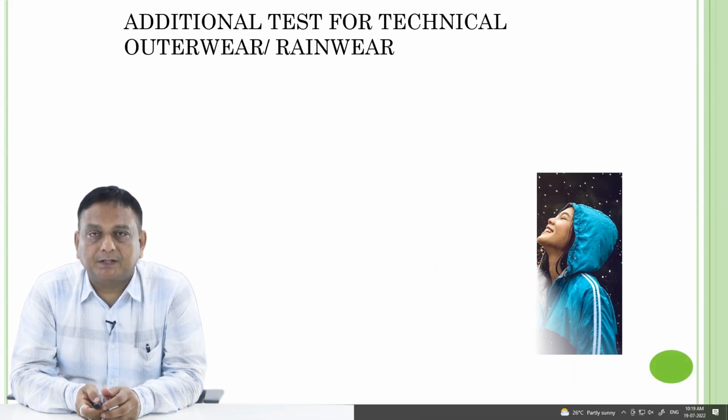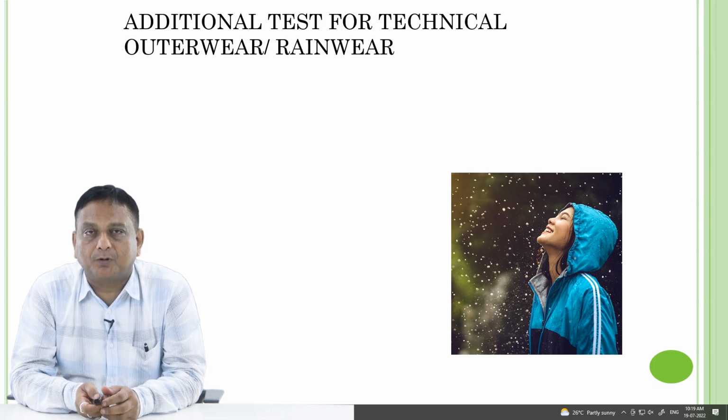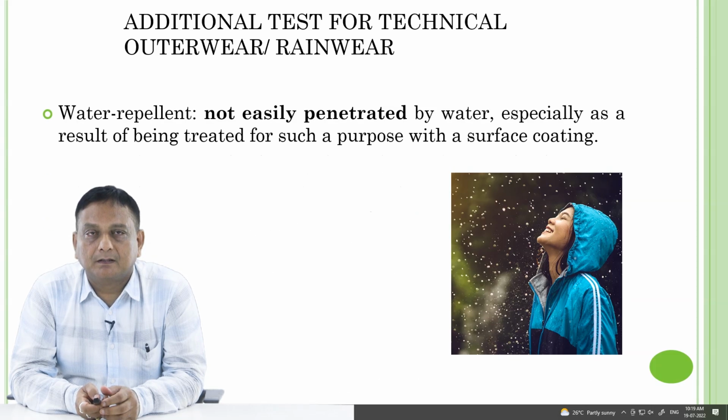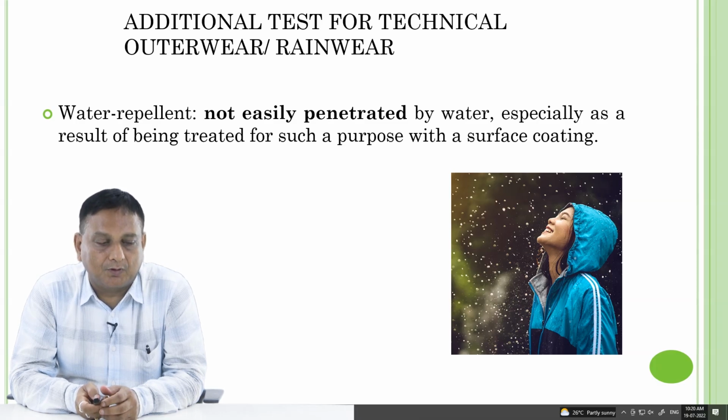Now additional tests for this technical outerwear depend upon the application. As you can see in the application here, a little bit of rain is there. So water repellency plays an important role, because water should not penetrate easily into those garments, especially as a result of being treated for such a purpose, and there is a surface coating so that water cannot easily penetrate inside it. That is the water repellency we talk about.